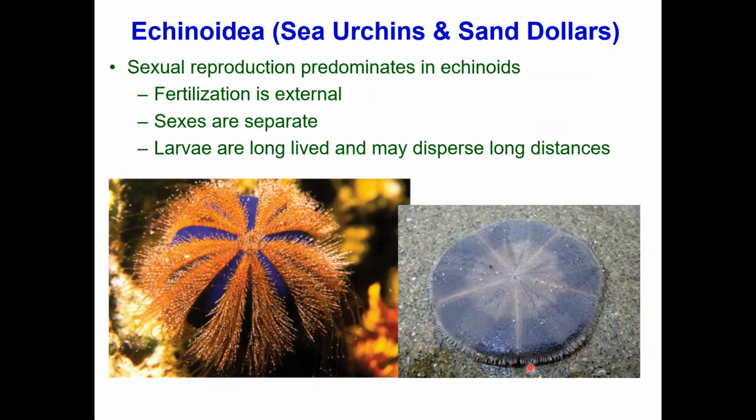Like in generally any echinoderms, sexual reproduction predominates in echinoids as well. Fertilization happens externally. Sexes are separate, males and females. Larvae have a long lifespan, and because of that, they can disperse from the site of fertilization elsewhere. Being planktonic, the larvae freely float with the water current, which helps this long distance dispersal.